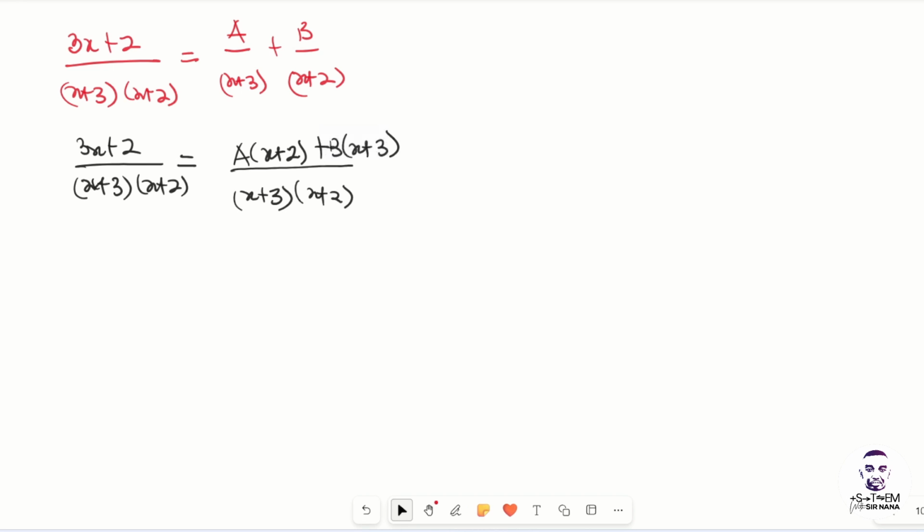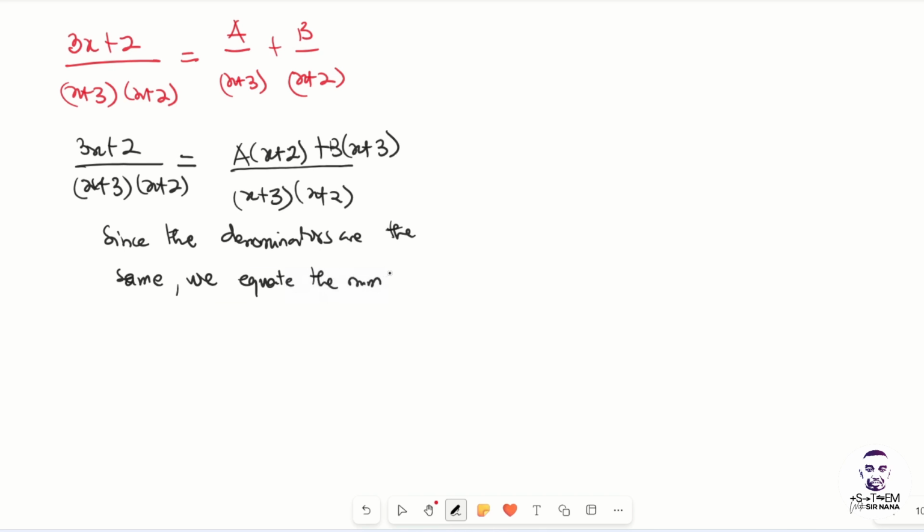Now we see that the denominators are the same, so we equate the numerator. So we equate the expressions in the numerator, or the numerator parts of the expressions. So that implies that we are going to have 3x plus 2 equal to A multiplying x plus 2, plus B multiplying x plus 3.